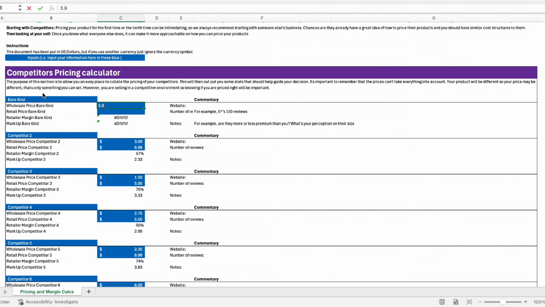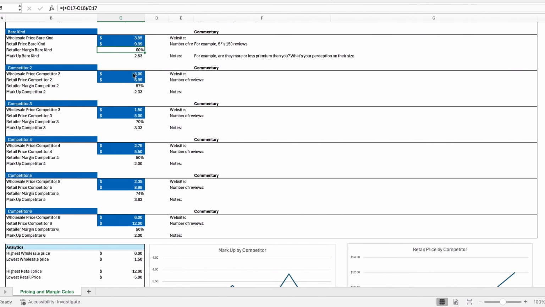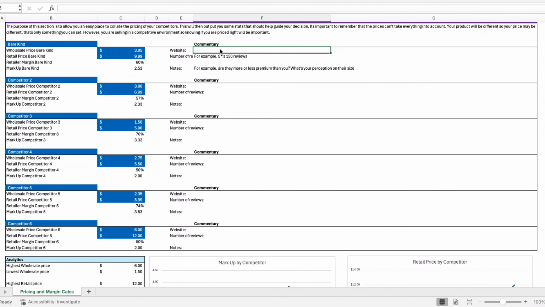Okay, we're then going to put it in here. So this is Faire Kind. Let's go $3.95 for the wholesale price and $9.99 for retail price. Now, I've already added in some competitors here as well, which should give you an idea of what it would look like to go through. What I recommend is putting in the website, the Faire Direct website, here in the commentary, so you can go back and see exactly where that website was, and how many 5-star reviews that business potentially has. You don't really want to be focusing on those businesses that aren't super successful. And then any other notes.